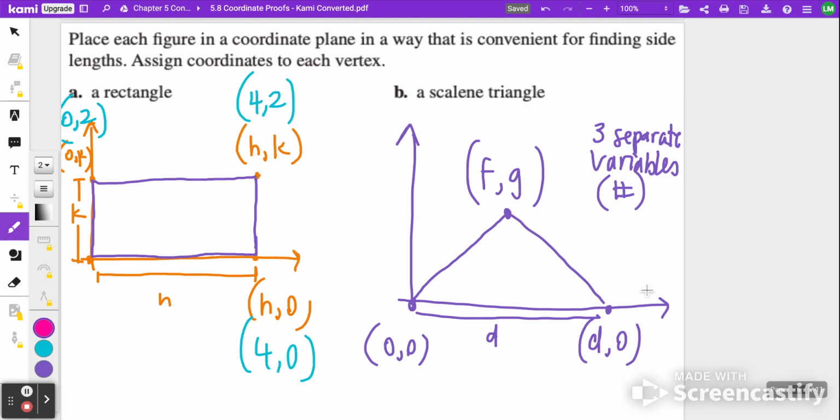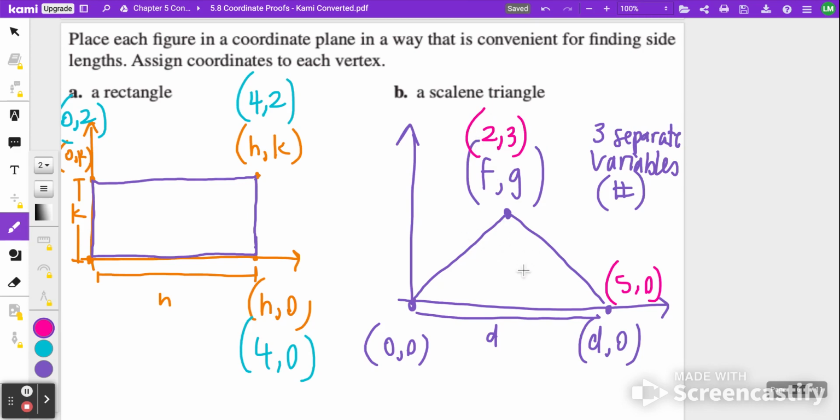For here, maybe you used D is equal to 5, so we can say 5, comma, 0. And then here, maybe we say this is 2, comma, 3. So again, I used 3 different numbers to represent my 3 different sides.